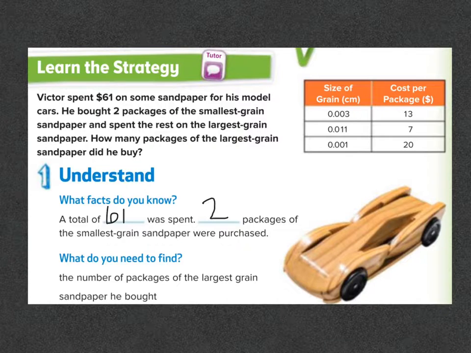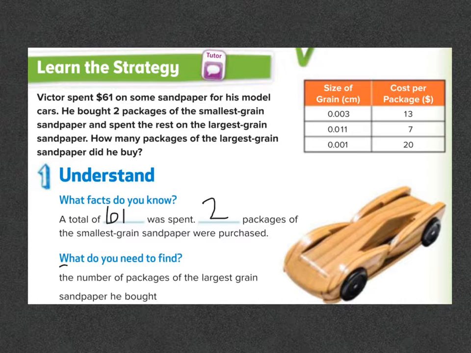So really, you guys, let me go back to what facts do you need to know? Like we have this whole thing. Do we really need to know that he bought sandpaper for his model cars? Do we need to know that in order to solve the math problem? No. Okay, so we're trying to get rid of the excess information, so we're only looking at what we need. And the information that was given to us is the $61 spent, and he bought 2 packages.